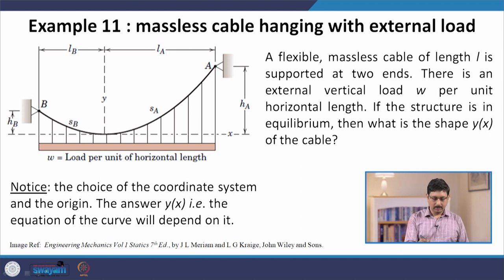As I mentioned, these are two ends which are fixed, the two ends A and B, and there is a cable whose length is L, which hangs between the two ends. Note that these two ends in general can be at different heights, so they need not be symmetric. It is a flexible cable, and we discussed why we need a flexible cable in the previous lecture.